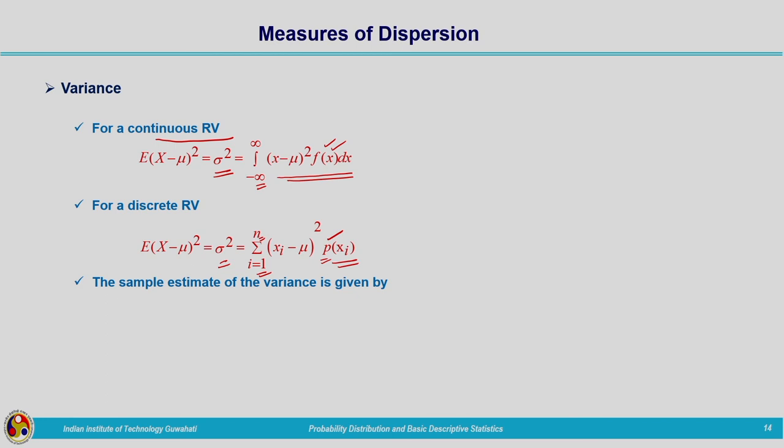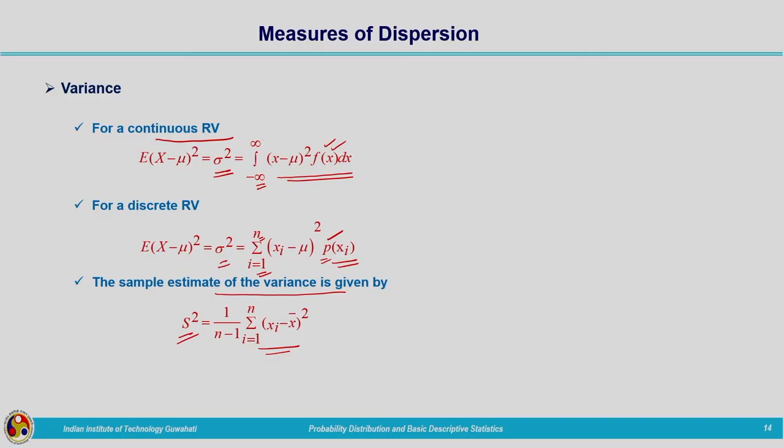So, for the sample, the sample estimate of the variance is given by s square equals 1 by n minus 1, sigma i equals 1 to n, (xi minus x bar) whole square. You can compare these equations and understand more clearly. This corresponds to the sample. Sample variance is represented by S square and population variance by sigma square. Sample mean is represented by X bar and population mean by mu.